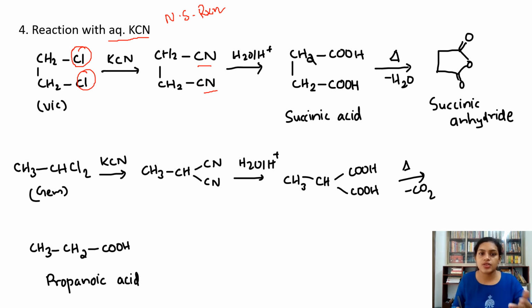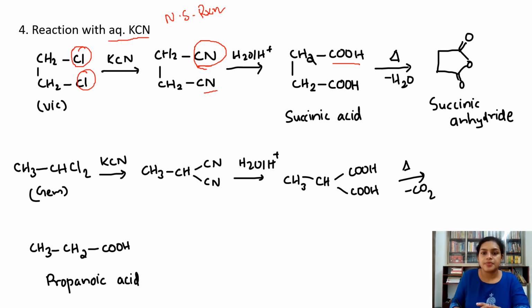And if you hydrolyze, you should know that cyanide group on hydrolysis always gives a carboxylic acid group. Okay, CN group on hydrolysis will give you COOH all the time. That's a general universal reaction. CN on hydrolysis will give you COOH. So in the first example, we have taken ethylene chloride and that is converted into succinic acid.